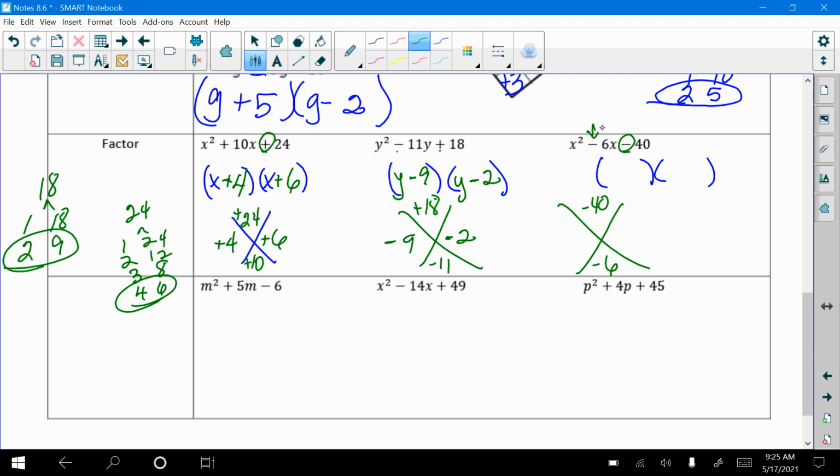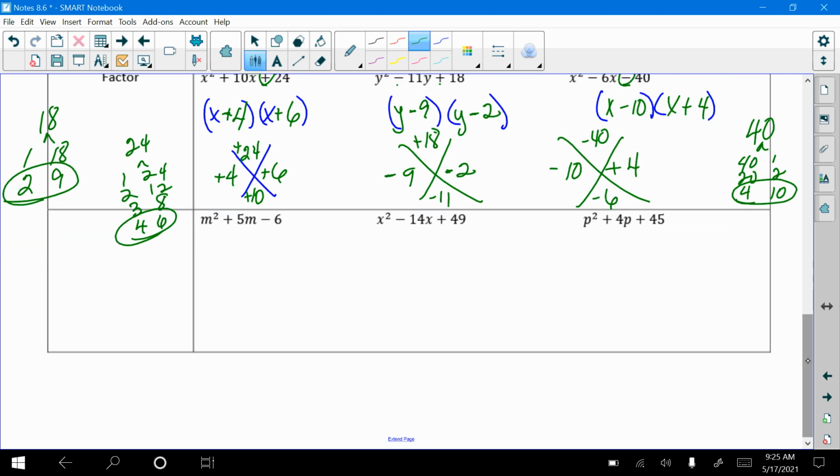And the biggest one is negative. So negative something, positive something. If I did 40, I want the difference of 6. 40 and 1, 20 and 2, 3, no, 4 and 10. Ooh, 4 and 10. But I want the bigger one to be negative. So negative 10, positive 4. That adds up to negative 6, but it multiplies to negative 40. Perfect. So x minus 10 and x plus 4.